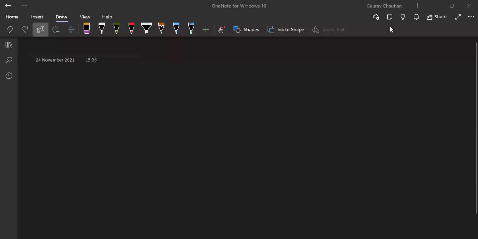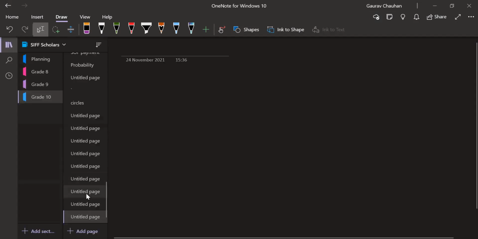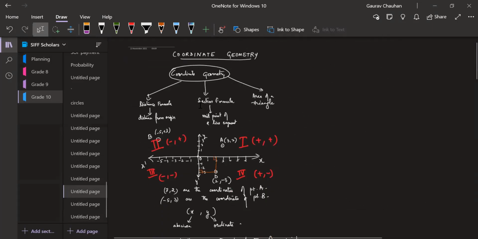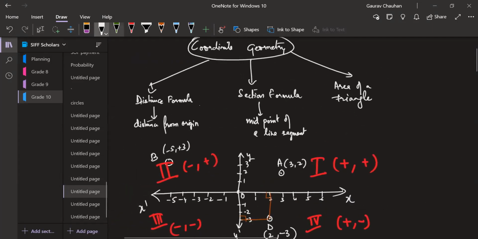All right. Now we're moving on to the next topic in coordinate geometry. To refer back to our chapter map, we have done these two topics: distance formula and distance from origin. Also we know x1 will become 0, y1 will be 0, so it becomes root over x square plus y square. Okay with these two things?